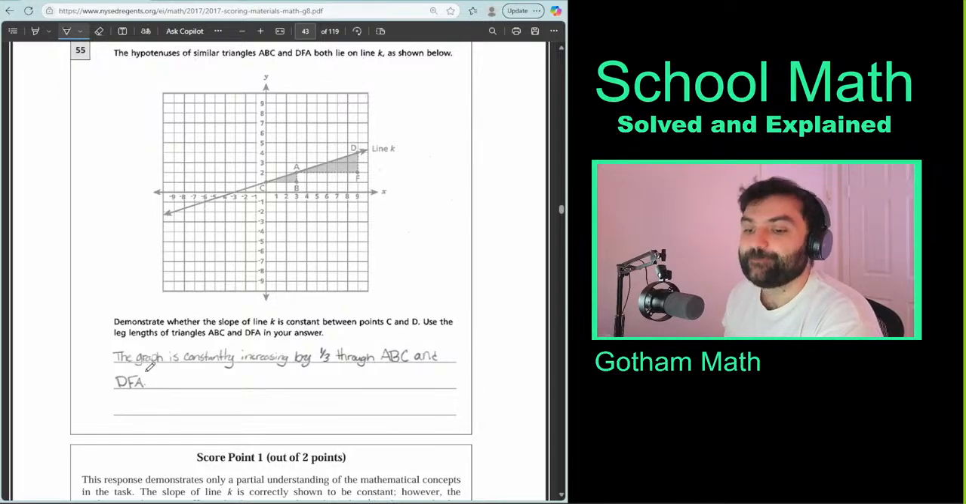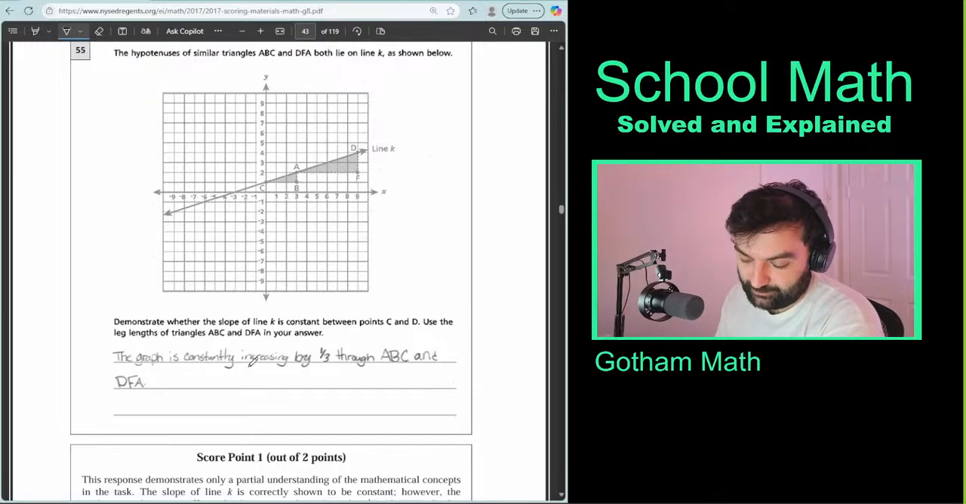Okay. The graph is consistently increasing by 1/3 through ABC and DFA. I mean, yeah, but why and where and how did you find it? Interesting.